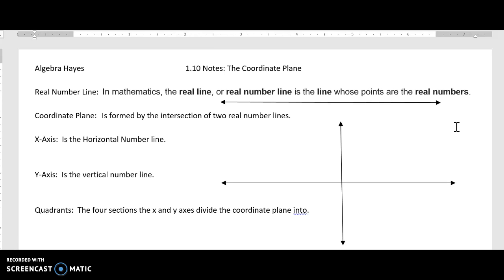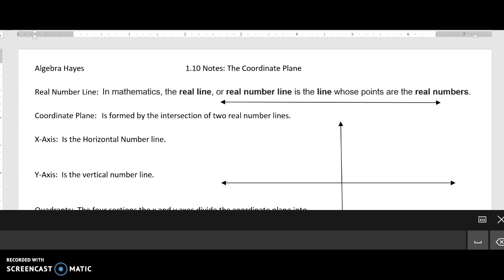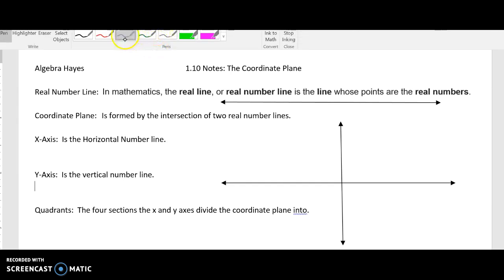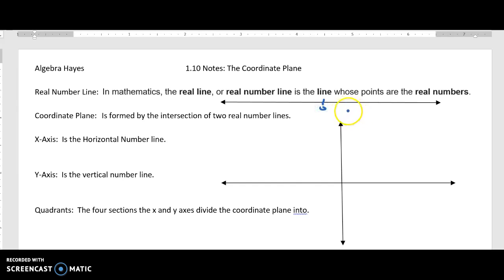So first off, you already know what the real number line is, okay? The real number line in mathematics is the line whose points are real numbers. So you have this number line, zero in the middle, then you have all these positive numbers to the right side of it, and all these negative numbers to the left. When we talk about a real number, we're talking about every single number you can think of. Positive, negative, whole number, integer, decimal, fraction, all of those are real numbers.